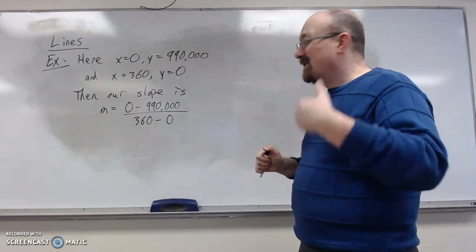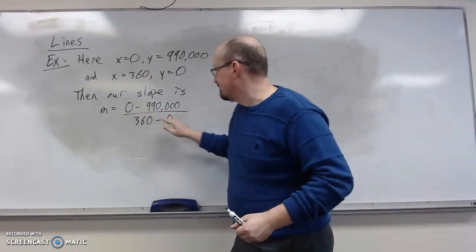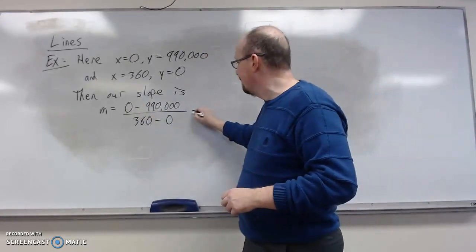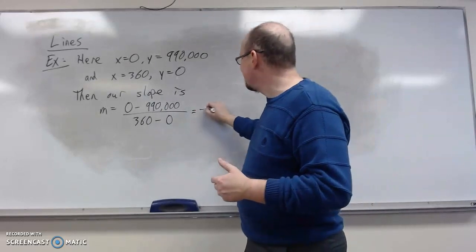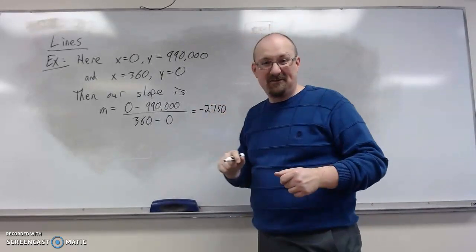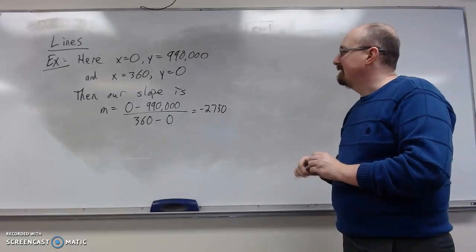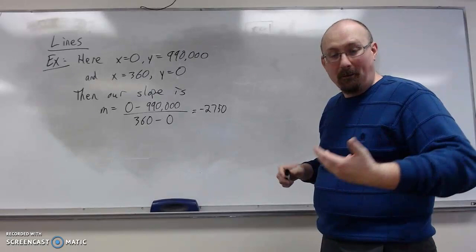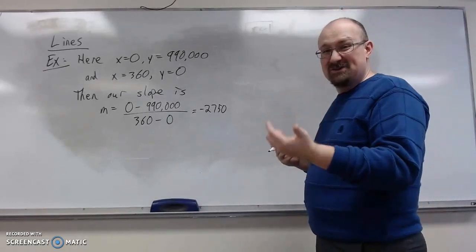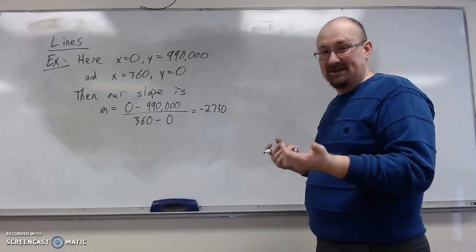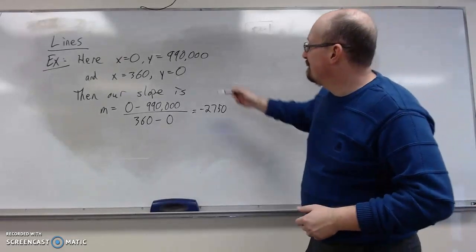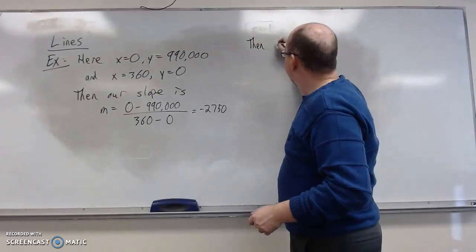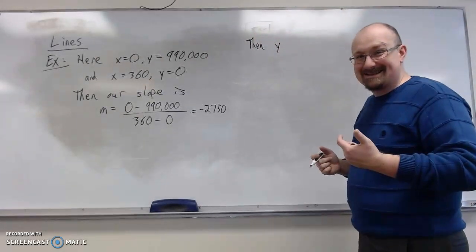All right, so now you work out the arithmetic here. You can kind of just ignore the zeros, and you have negative 990,000 over 360. If you work that out, I got negative 2750. All right, so now we want to build the actual depreciation schedule or formula. So now we can use the slope-intercept or the point-slope form with either of these points. I'm going to use this one because it's already going to have y by itself.